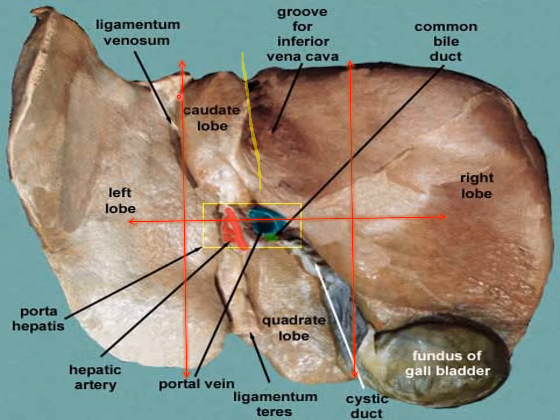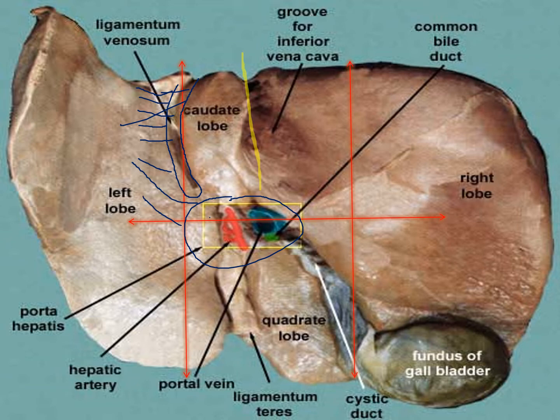This is the ligamentum venosum, right? And from these two lips, these two surfaces, the lesser omentum originates. And also from the lips of the porta hepatis, the lesser omentum originates.